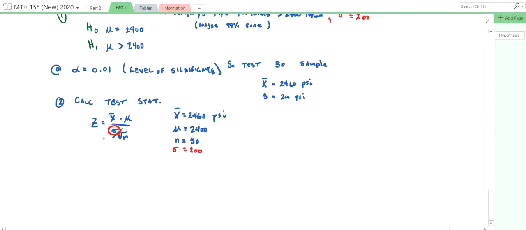Okay, so plugging these numbers in, we get 2460 minus 2400 divided by 200 divided by the square root of 50. Calculate this and it becomes 2.12.